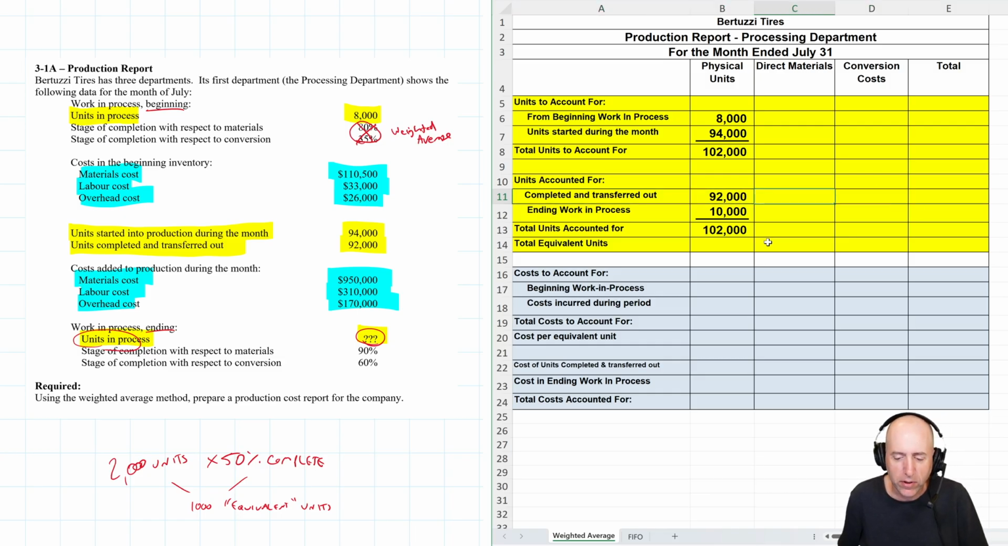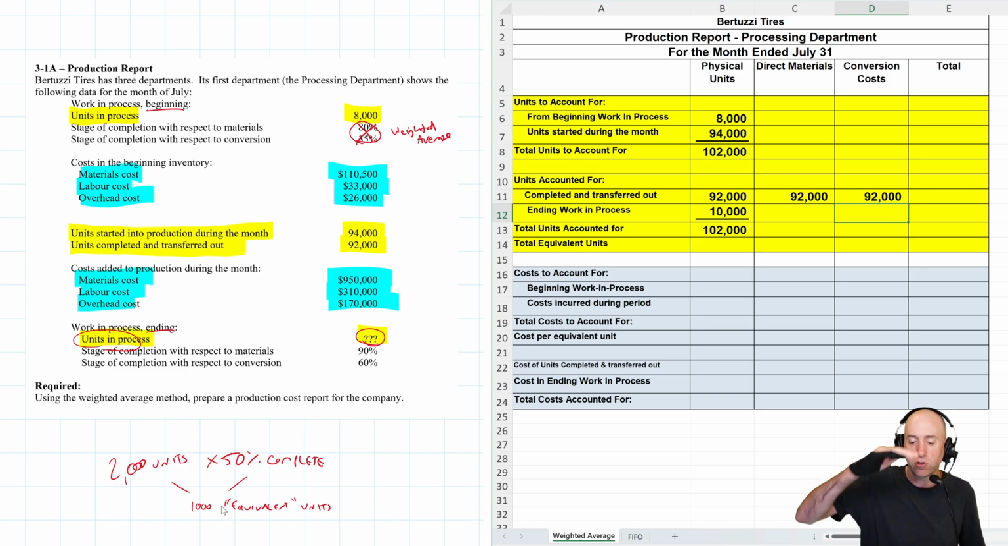So the equivalent units completed and transferred out, it's sort of like the cookies. You wouldn't call it completed unless it was 100% complete, right? We said 2,000 units, 50% complete, that's equivalent of 1,000 units. Well, 92,000 units, if I completed and transferred out, I must have done all the material, all the labor and overhead, the conversion. So this has got to be 100% complete. So 92,000 times 100%. It's fully complete as to material. 92,000 times 100%. It's fully complete as to conversion. So you just write that number across because it's complete.